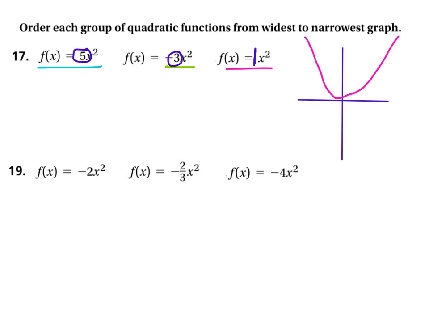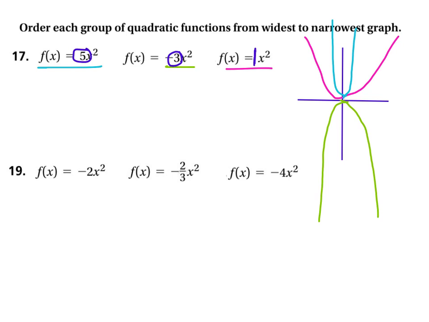Okay, then -3, because 3 is bigger than 1, it's going to be narrower. That will be then green. And even though it'll be opening down, it'll be opening less widely, right? It's going to kind of do that. It's less wide. And 5x squared, the one underlined in light blue, that's going to be narrowest of all. So it's going to do something more drastic, more narrow like that.